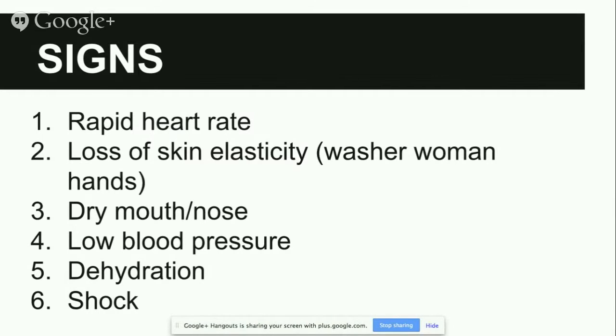So the first one is the rapid heart rate. Then the next one is loss of skin elasticity. Next one is dry mouth and nose. And then this next one is low blood pressure, dehydration, and shock. All right. So we'll start out with rapid heart rate.